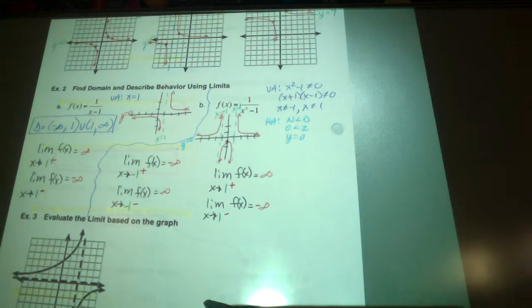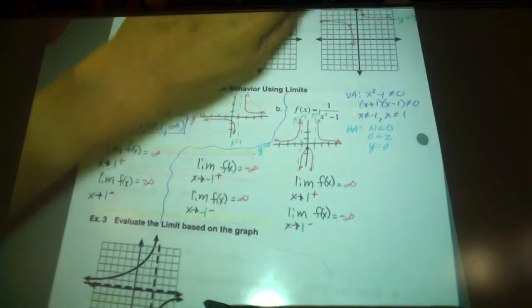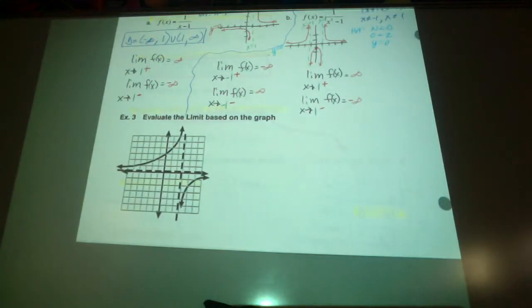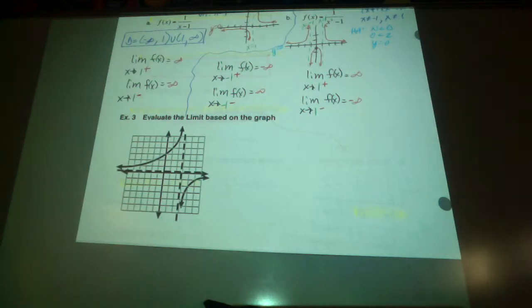Look at example 3. I want you to write the limit on your own. You have to figure out what x is approaching. Approach it from the right and the left side, and then what is the limit? So what value will x be approaching? Will x be approaching 0 or will x be approaching 3? That's the question you have to ask yourself.